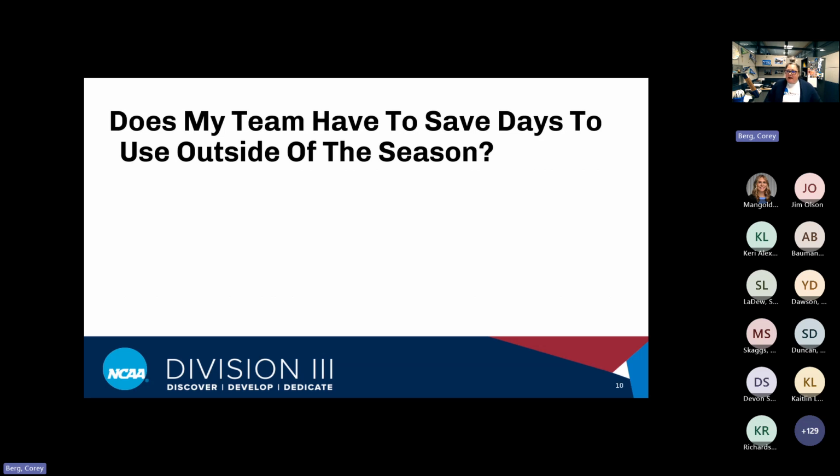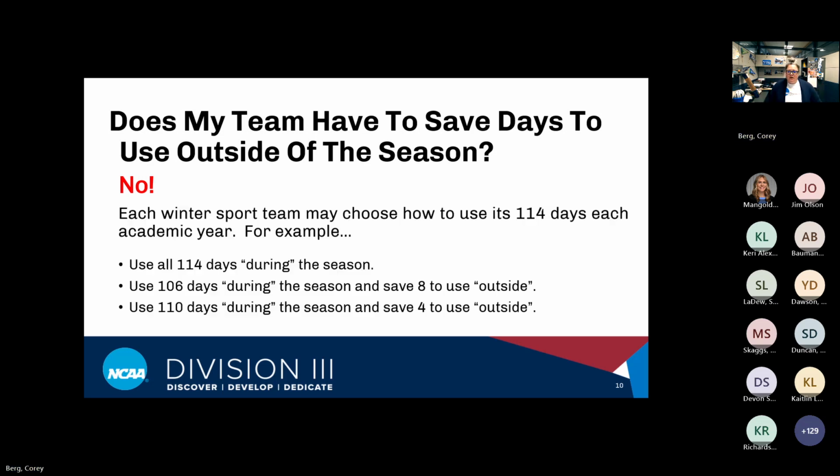So the first one, does my team have to save days to use outside of the season? Nope. Totally up to each institution's team whether or not they do it. You might have men's basketball being like, heck yeah, I'm going to save 8 days to use outside of my season. And women's basketball is like, meh, we're good. We're going to use all 114 days during the season. Totally fine. So again, each winter sport team chooses how to use its 114 days.